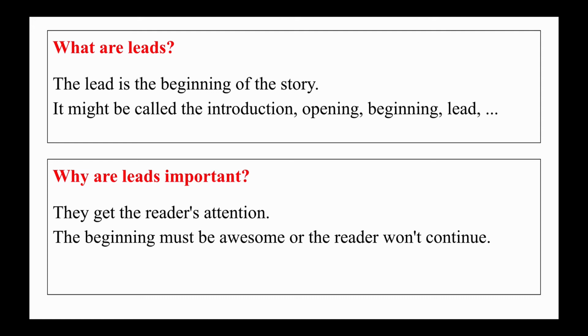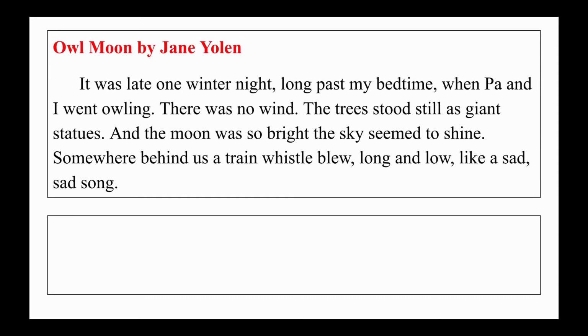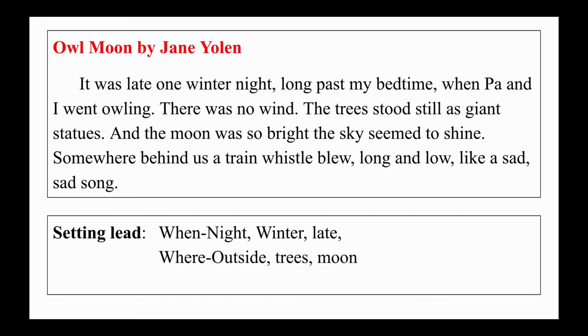Let's move on. Let's talk about different types of leads. So, in Owl Moon, Jane Yolen begins, "It was late one winter night, long past my bedtime, when Pa and I went owling. There was no wind. The trees stood still as giant statues, and the moon was so bright the sky seemed to shine." Yes, we have a setting lead. She's talking all about where they are. When is it? It's night. It's winter. It's late. Where are they? They're outside, with the trees and the moon and the train. You can see it. You can hear it.